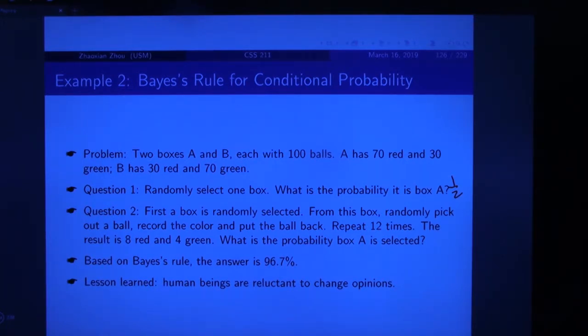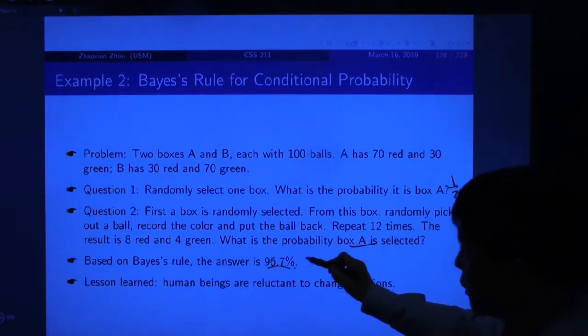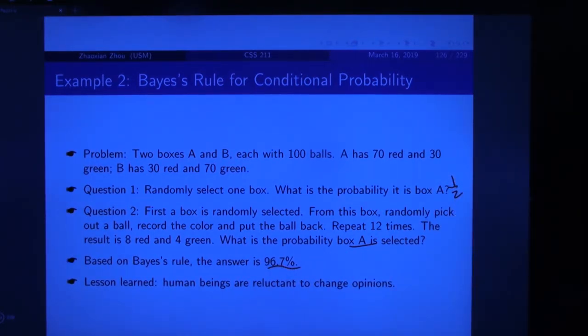You are going to change your opinion to be more likely box A, but usually it's not as large or as quickly as it should be, because it's almost definite it is box A, close to 97%. But usually people say, okay, maybe 70%, 80%. Based on my experience, 90% is the max. And before you calculate this, no one will guess this is close to 97%. So we see that human beings are reluctant to change opinions.